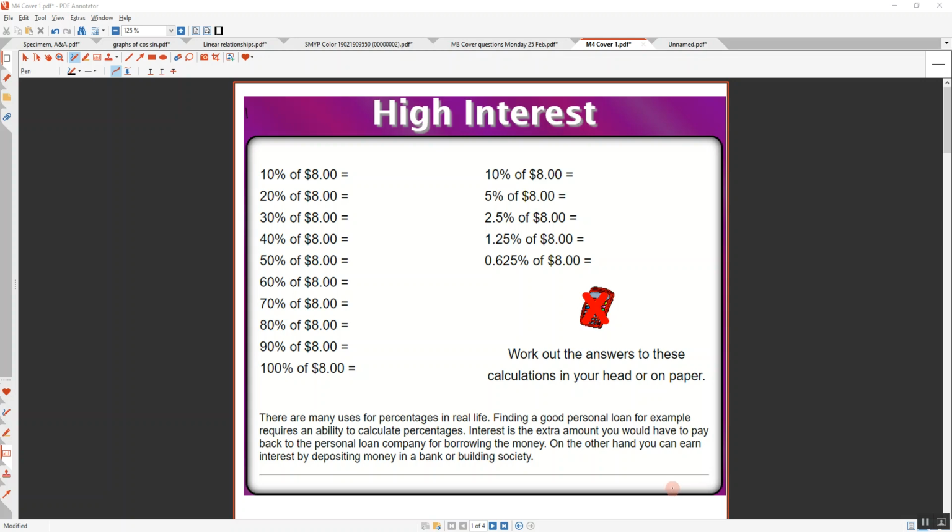Before, so this is your cover lesson for Thursday. It should just be after lunch. This is your starter. I want you to have a go at working out each of these percentages, 10% of $8, 20% of $8, and so on. Do as many as you can. Do them in your head or on a piece of paper. No calculator, okay?